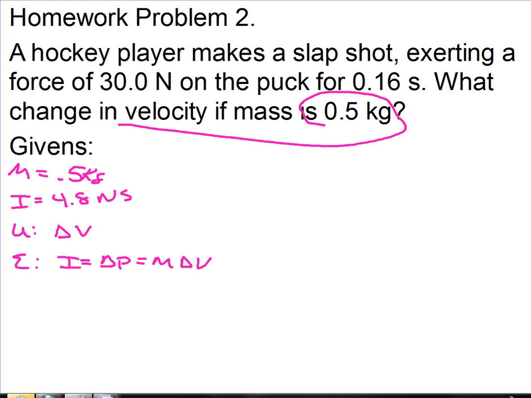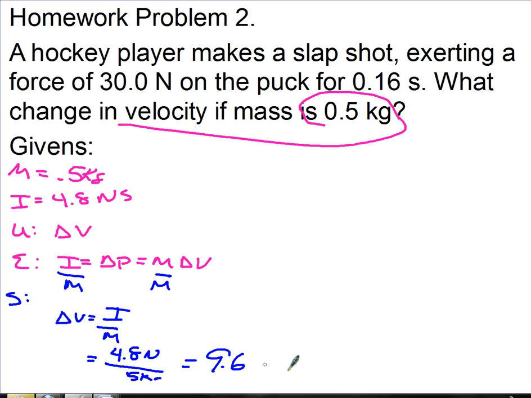Now, I'm going to switch colors here to show you how I solve this. I want delta v, so I'm going to divide through by m. This is my solve. So delta v is impulse divided by mass. So this is impulse, which is 4.8 Newton seconds, divided by the mass, which is 0.5 kilograms. So 4.8 divided by 0.5 is equal to 9.6 meters per second. So the hockey puck goes from 0, I assume it's still when he hits it, to 9.6 meters per second.